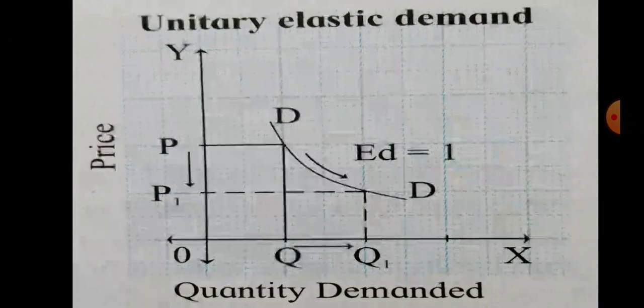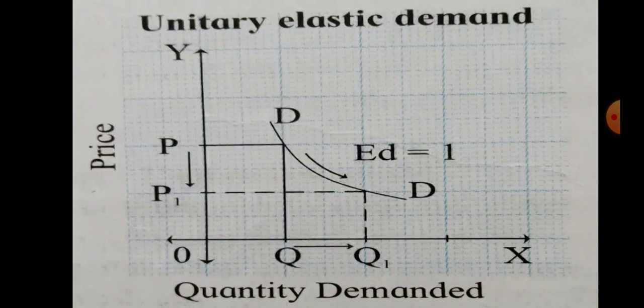Now let us see the next type of price elasticity of demand, that is unitary elastic demand. At price OP, quantity demanded is OQ. When price falls from OP to OP1, quantity demanded rises from OQ to OQ1, that is in the same proportion.